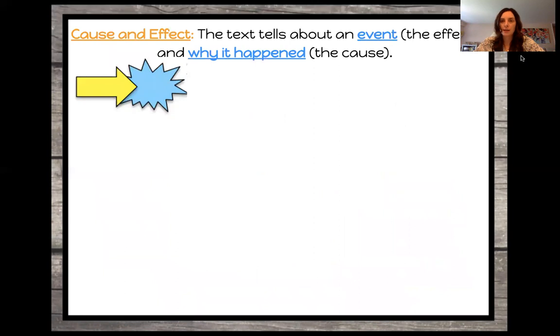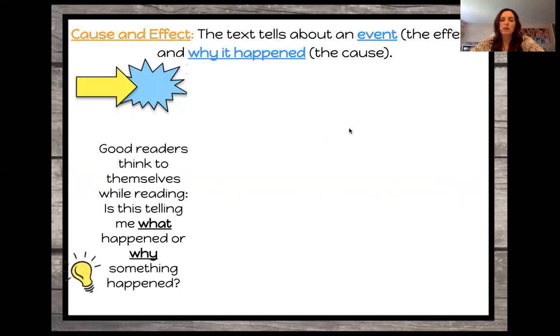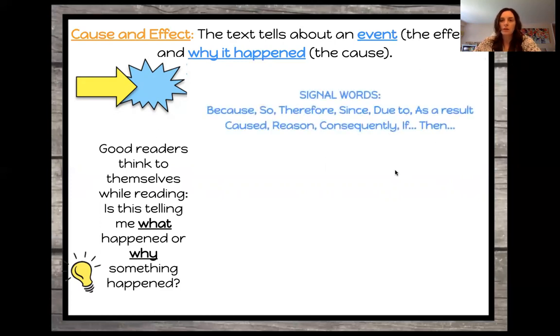Cause and effect. In this type of text, it is explaining an event, which is the effect, and then why it happened, which is the cause. So good readers think to themselves while reading, is this text telling me what happened or why something happened, or both? The signal words for cause and effect text are because, so, therefore, since, due to, as a result, caused, reason, consequently, and if, then.